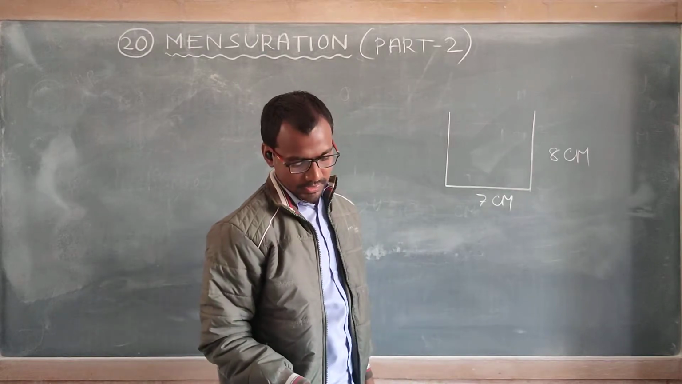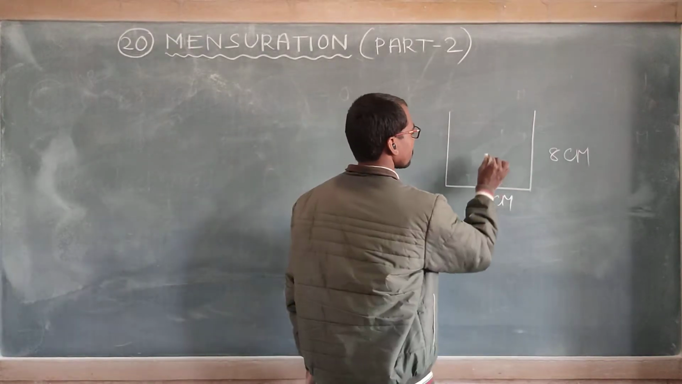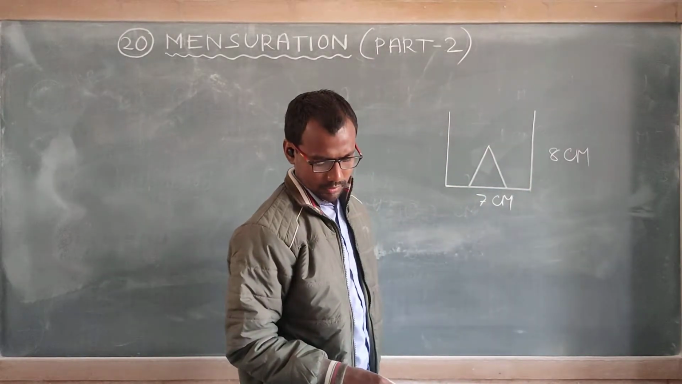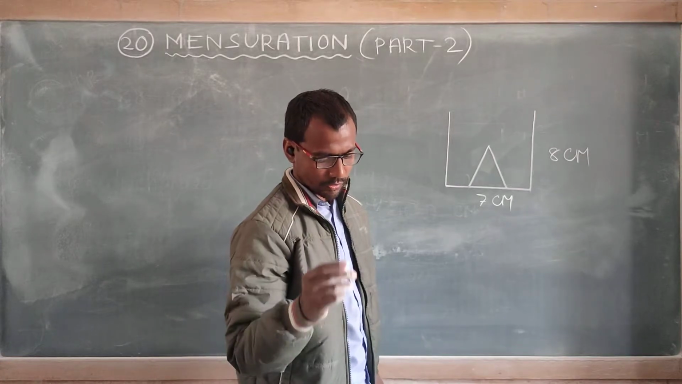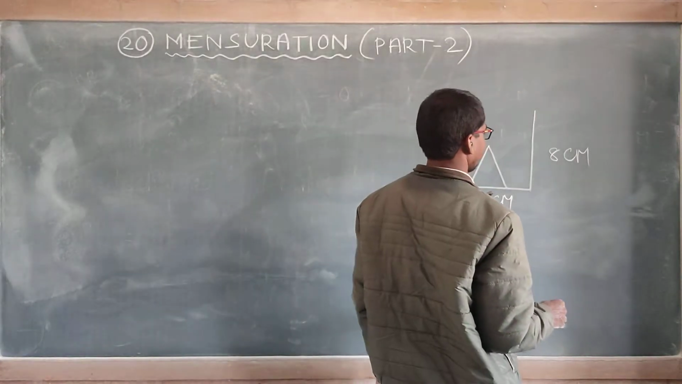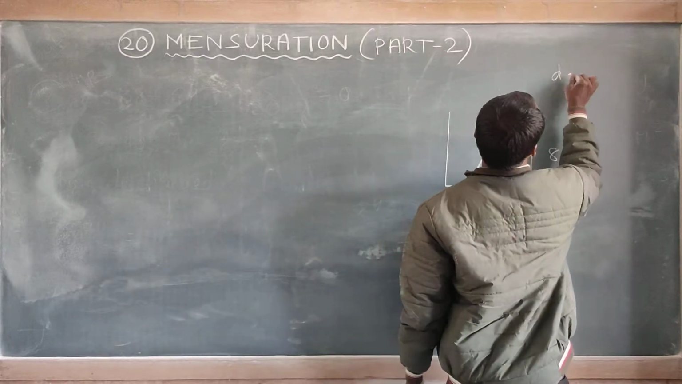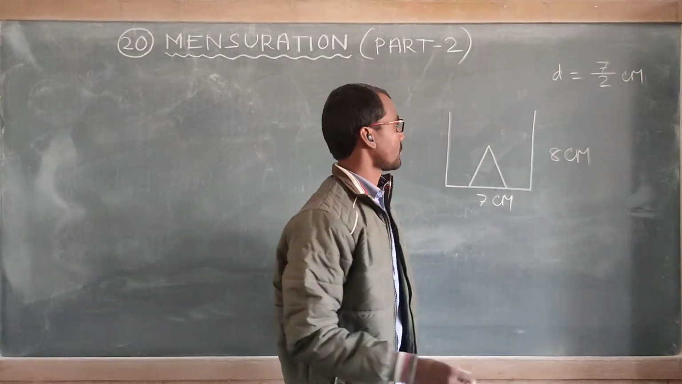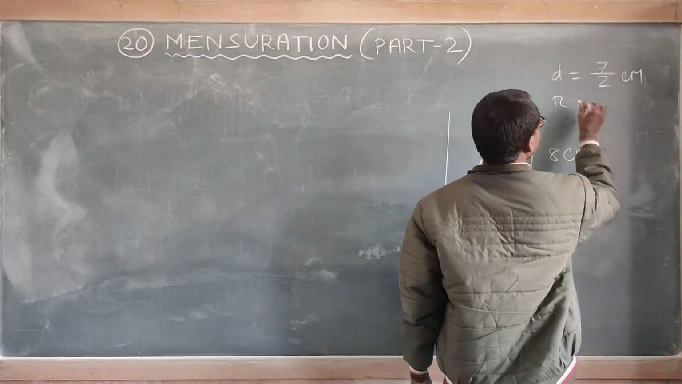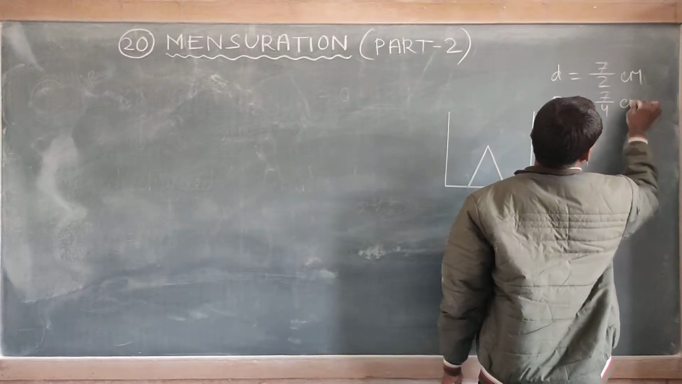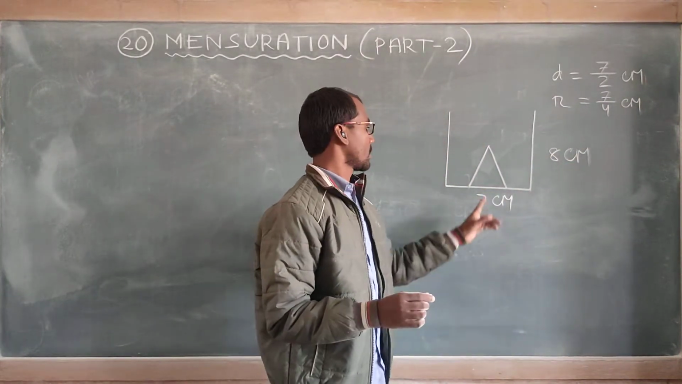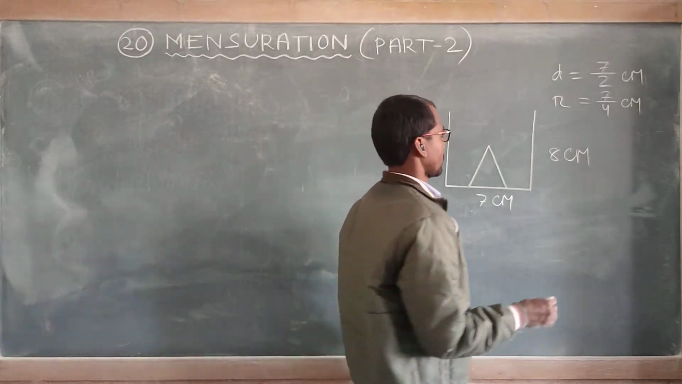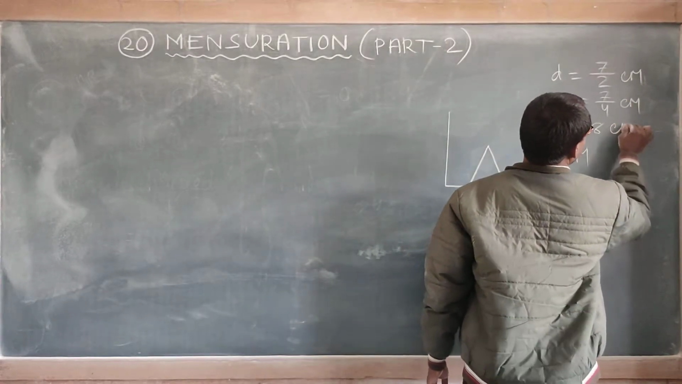First we have to place a right circular cone like this, whose diameter is 3 1/2 cm. Diameter is 3 1/2, which means 7 by 2. So the radius will be 7 by 4 cm. Radius of the cone is 7 by 4 cm, and its height is also 8 cm. I did not know this. Its height is 8 cm.